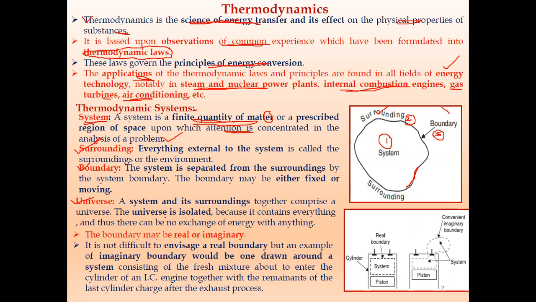So the universe is an isolated system because it contains everything, and thus there is no exchange of energy with anything, because energy can neither be created nor destroyed. It can be exchanged from one form to another, from one system to another. The total energy of the universe is constant. So there is no energy flowing in the universe. So it is an isolated system.